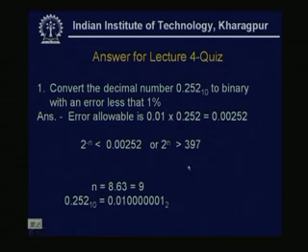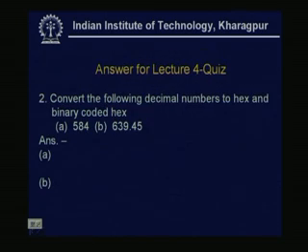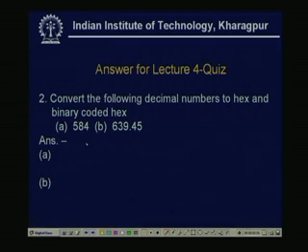Now, we see the next question. The next one is to convert the following decimal numbers to hex and binary coded hex. The first one is that 584 is the number.